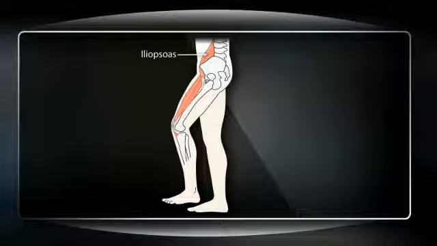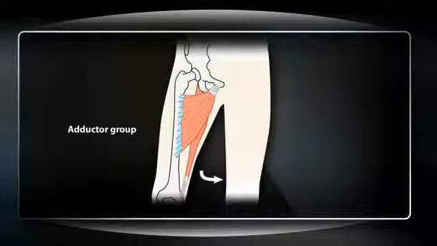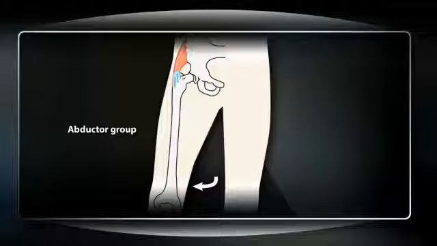4 powerful muscle groups move the hips. The flexor group, which lies anteriorly and flexes the thigh, primarily the iliopsoas. The extensor group, primarily the gluteus maximus. The adductor group, which swings the thigh toward the body. And the abductor group, which moves the thigh away from the body.